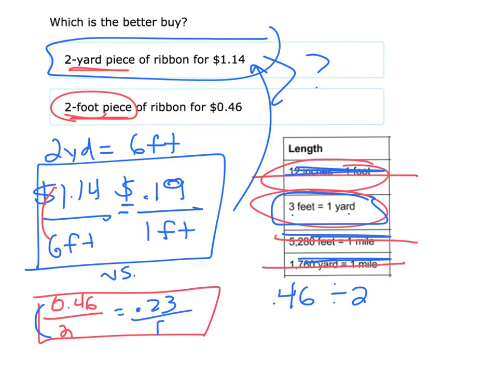So the question is, which is a better deal? Well, would you rather pay 19 cents a foot or 23 cents a foot? I don't know about you, but I'd certainly much rather pay 19 cents a foot. And so obviously, in this case, that is the better deal. Work through these. You might need a little bit of help. Don't be shy. Raise your hand. I will come around and help you whenever you need it.